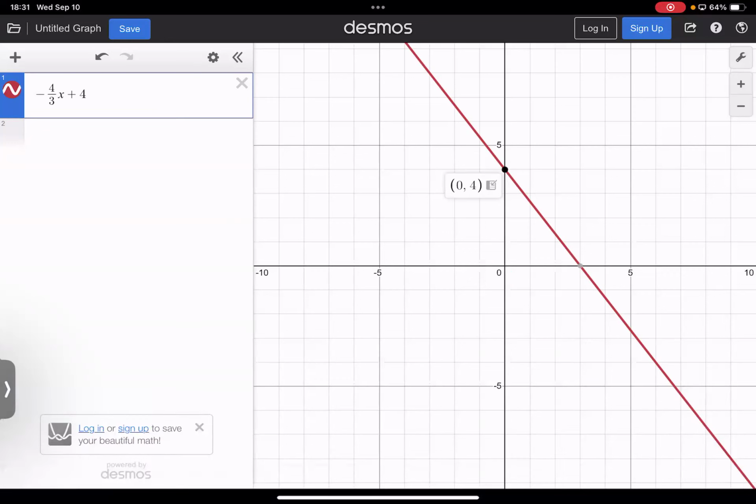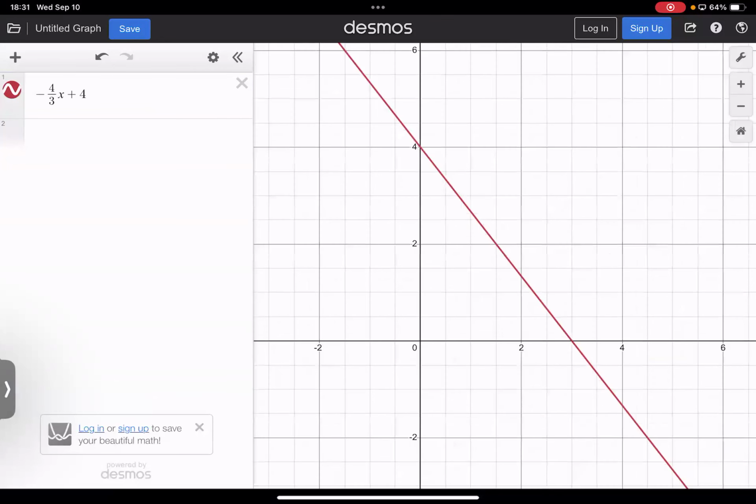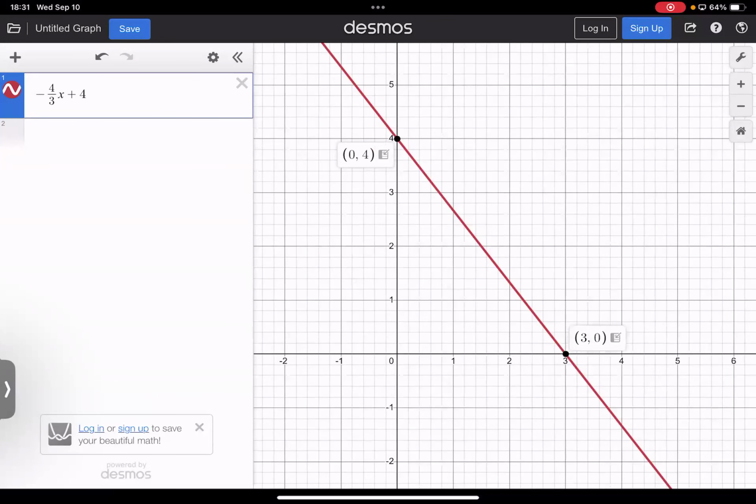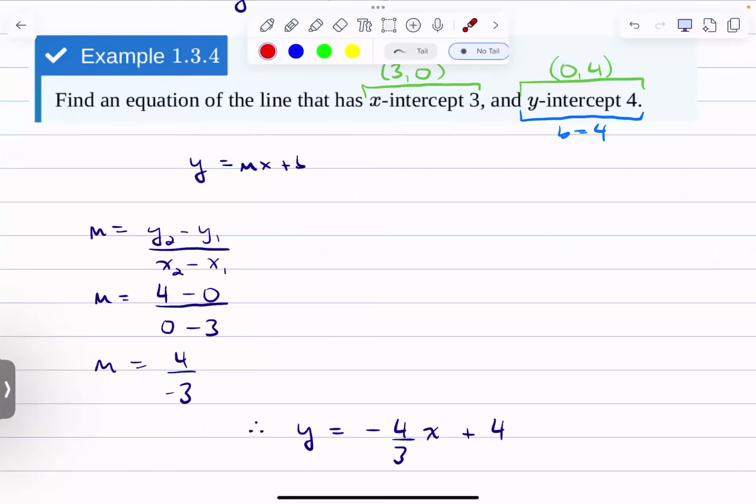Nice. Ah, what a relief. All right. So here, these are the intercepts that we were initially given. That's good. Means we found the right line, right? And that's what the line looks like.